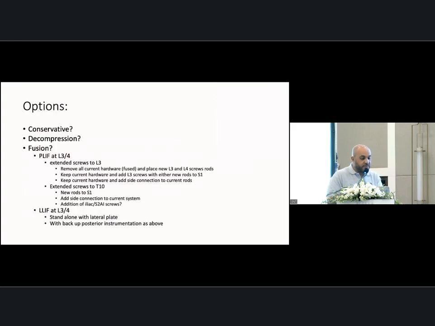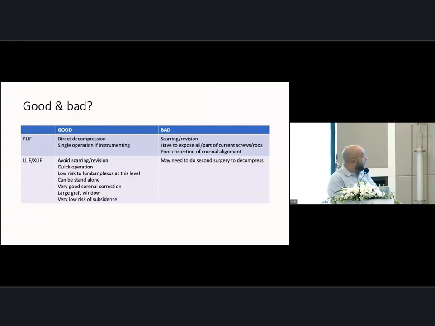So what are the options for this patient? Well, again, just conservative. We could just do a decompression to try and fix some of her leg pain, but it might not help her back pain. We can do a PLIF, so we can go back to the back and extend that construct, do some more screws at L3 and extend the rods, or we can go to the side and completely avoid the back. And these are the good and bad options of doing both. So going from the back is direct decompression, but going from the side, you avoid scarring. It's a quick operation, and it can be standalone. And I'll show you what I mean by that.